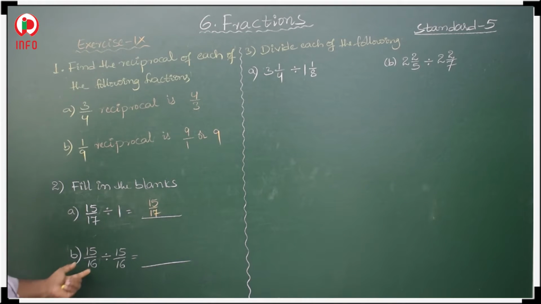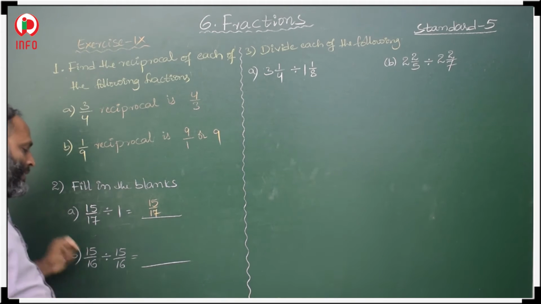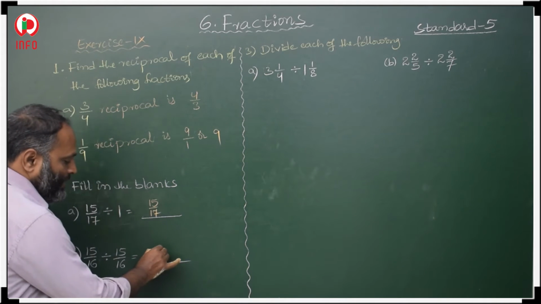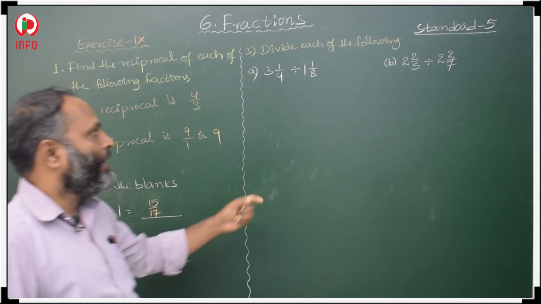Here second, a fraction is divided by itself. If any fraction is divided by itself, then the answer is 1. Okay. Next, divide each of the following.